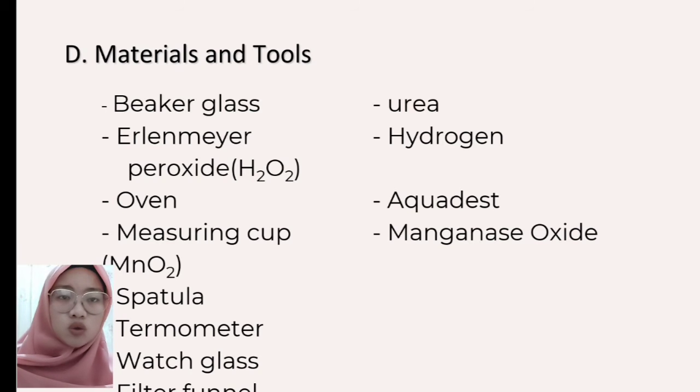Next, materials and tools. There are beaker glass, Erlenmeyer, measuring cup, oven, spatula, thermometer, watch glass, filter funnel, and others. And materials, there are hydrogen peroxide or H2O2, MnO2, aqueous, manganese oxide, and urea.